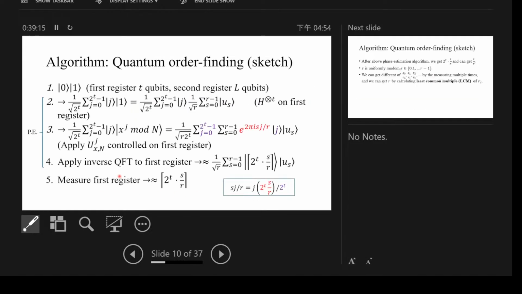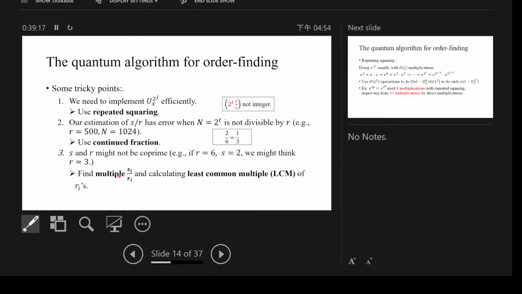Now let's talk about the tricky points of doing this. We'll go through one or two of them, but first let's explain why they are tricky points. I guess we already solved the third tricky point, so let's say this. The third tricky point is that s and r might not be coprime, so you just get one pair of s over r.